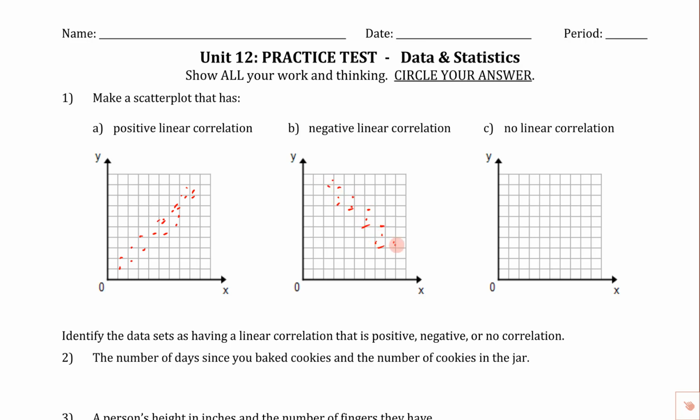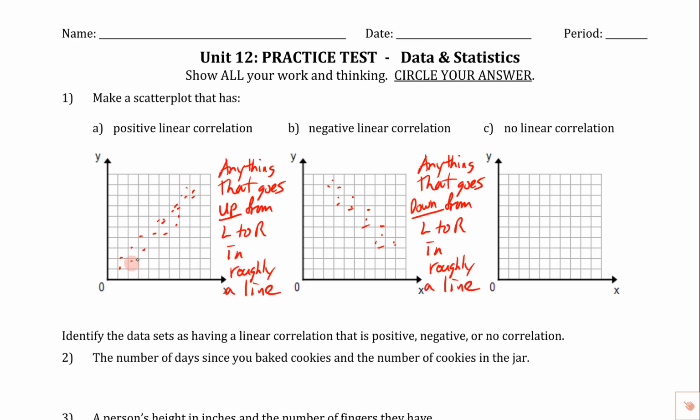So I'm going to go ahead and write this down. So for A, any scatter plot you draw that goes up from left to right and roughly a line is going to be totally okay. And for B, anything that you draw for a scatter plot that goes down from left to right in roughly a line is going to be totally okay with that. So lots of different answers for these. And then for no linear correlation, almost anything goes here. Just can't have a linear pattern. So I'm just going to draw kind of a blob of points, something like that, and that's it. No linear pattern here. No linear pattern here.